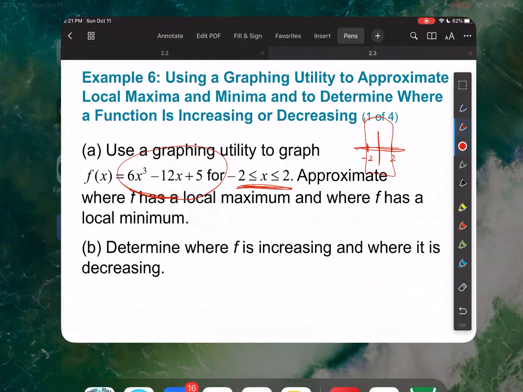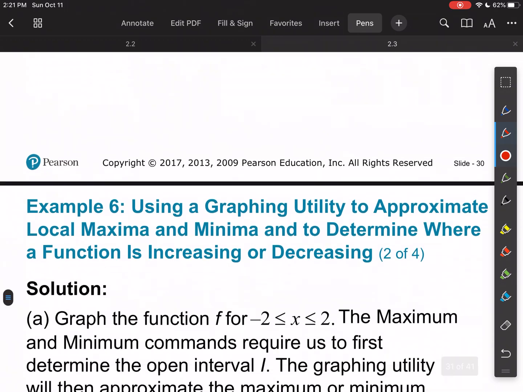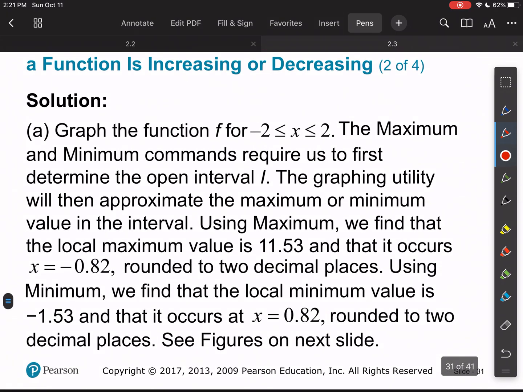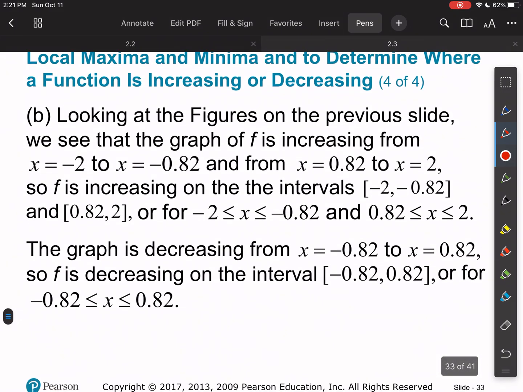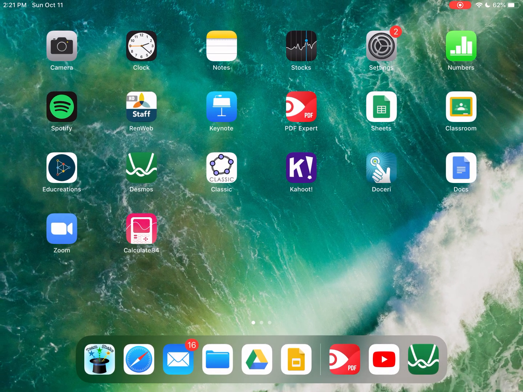So you'll see that now. Okay, I just talked about it. We just showed it to you. Let's look at where they actually give you the answers here for this. Notice. Here it is. Okay, so we're increasing from -2 to -0.82. Let's take a look at that.